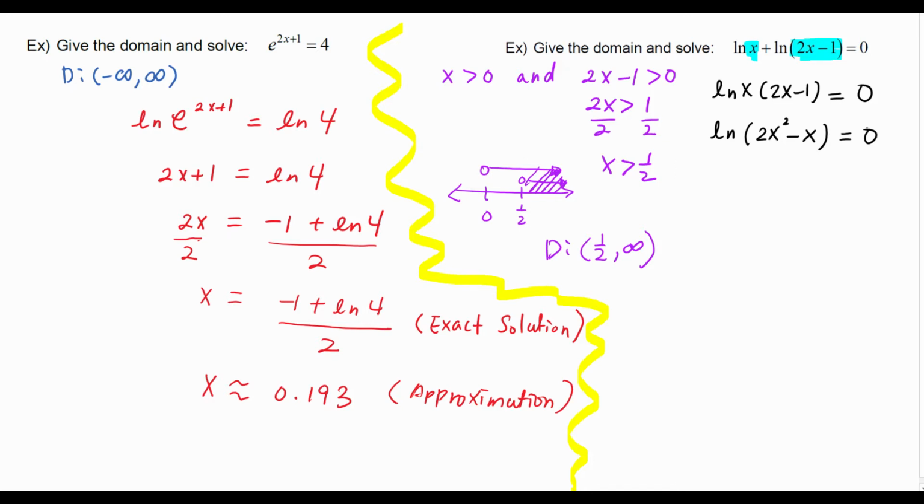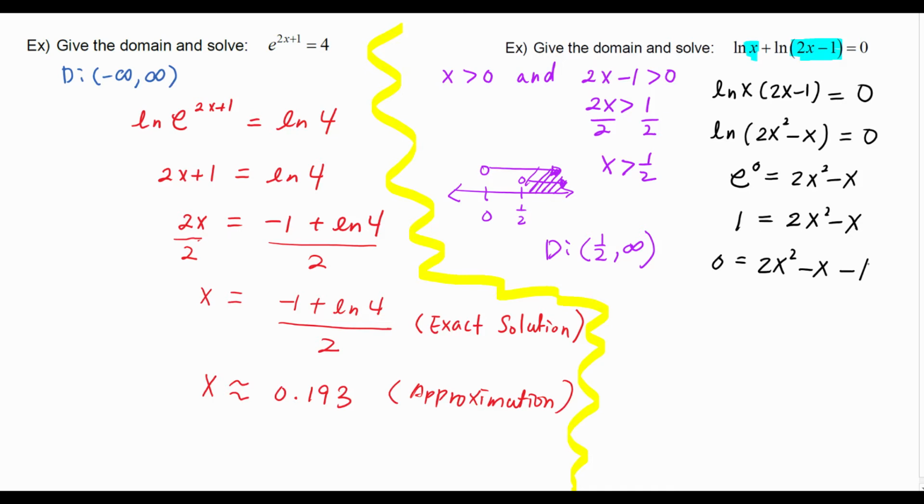So now I need to change it to an exponential equation to solve this. And the base for ln is e. So now you have e to the 0th power equal to 2x squared minus x. And e to the 0th power is 1. So you have 1 equal to 2x squared minus x. Since this is a quadratic equation, let's subtract 1 from both sides and set it equal to 0. So I have 0 equal to 2x squared minus x minus 1.